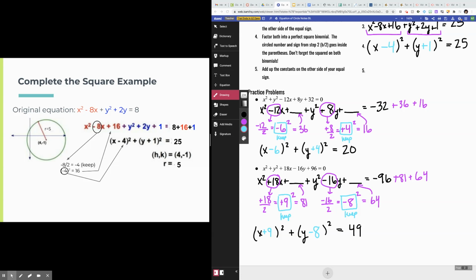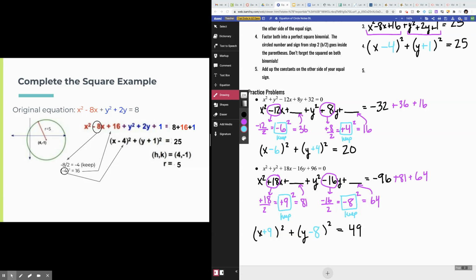Okay, so in that first one, I have -12, cut that in half, you get -6, squared is 36. So I added 36 to both sides. For the y, you have +8, divided by 2 is +4, square +4, you get 16. So I added 16 to both sides. Okay, again, the reason that we do that is so that we can factor our x terms and our y terms together, right? So that it looks more like the equation of a circle that we're used to, rather than having it written the way it is now in standard form, okay?